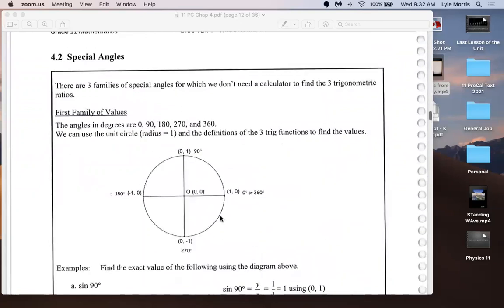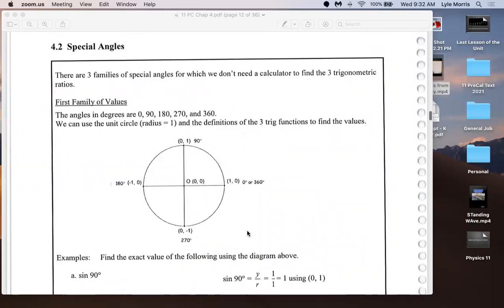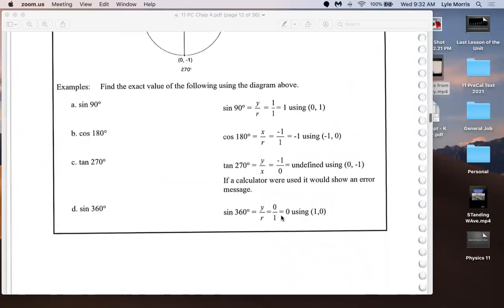Sine of 360, what is the y value at 360? X is 1, y is 0. 0 over 1, because the radius is 1, 0 over 1 still equals 0. Okay, 0 over 1 equals 0. Anything over 0 is undefined, including 0 over 0.